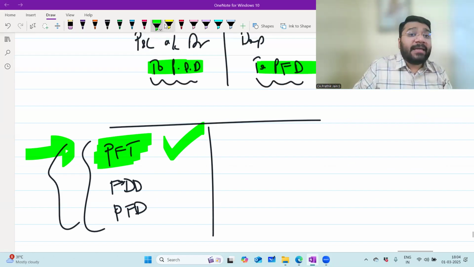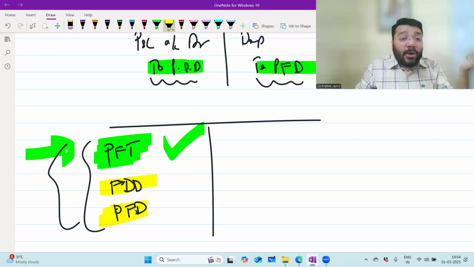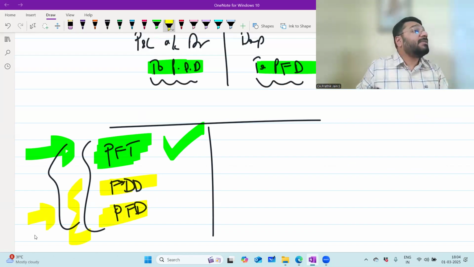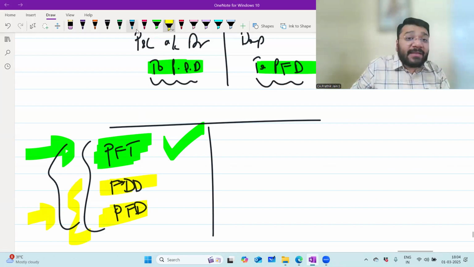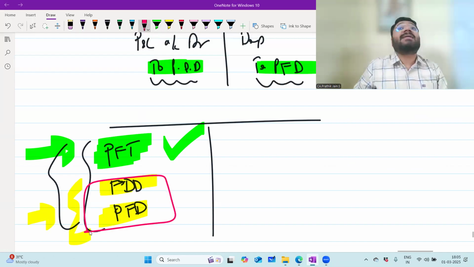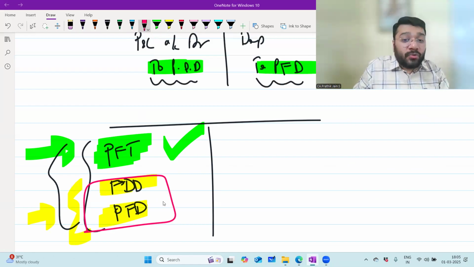But on the other hand, imagine provision for doubtful debts and provision for depreciation. Am I going to pay this money to someone in future? The answer is no. So having these two items on the liability side, does it make sense? Not at all. So what do we do? We have the habit of regrouping it. We take these two from the liability side to the asset side.